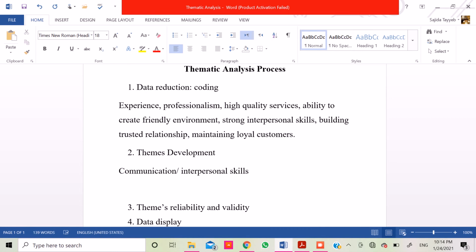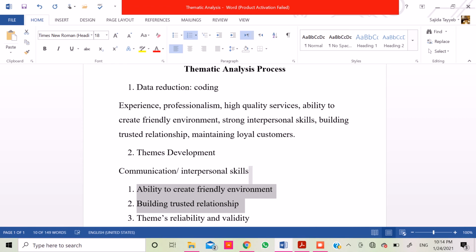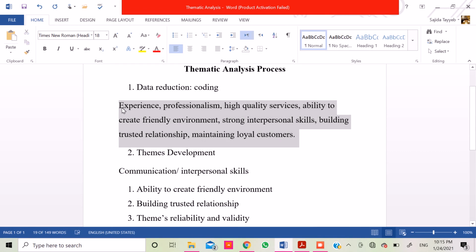The sub themes that it will include will be, first of all, the ability to create a friendly environment. Then we have building trusted relationships, and so on. So for example, the same communication or interpersonal skills theme will have these codes within itself. So this is generated from where? From these codes. Then we also have, this is slightly, I'm not sure, maybe even experience would come under interpersonal skills, but I'm not sure. So if it's not, then you have to make it another theme.